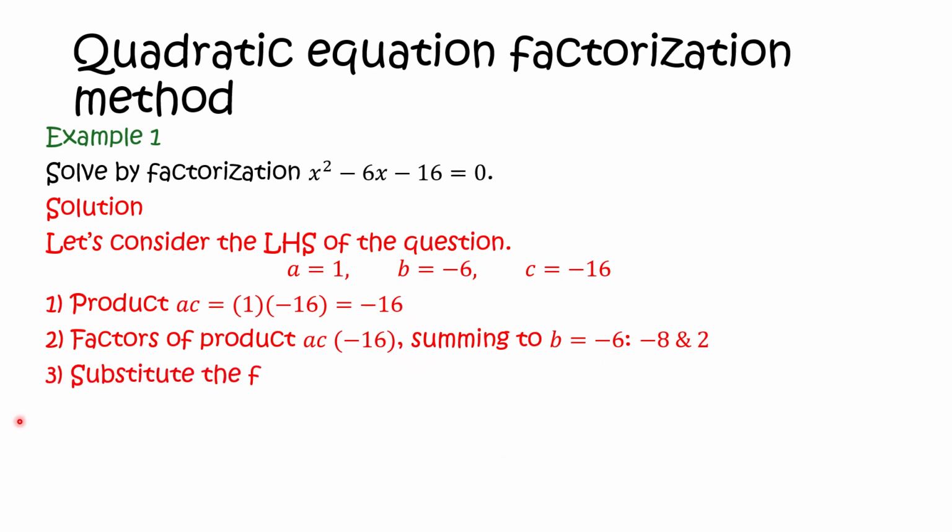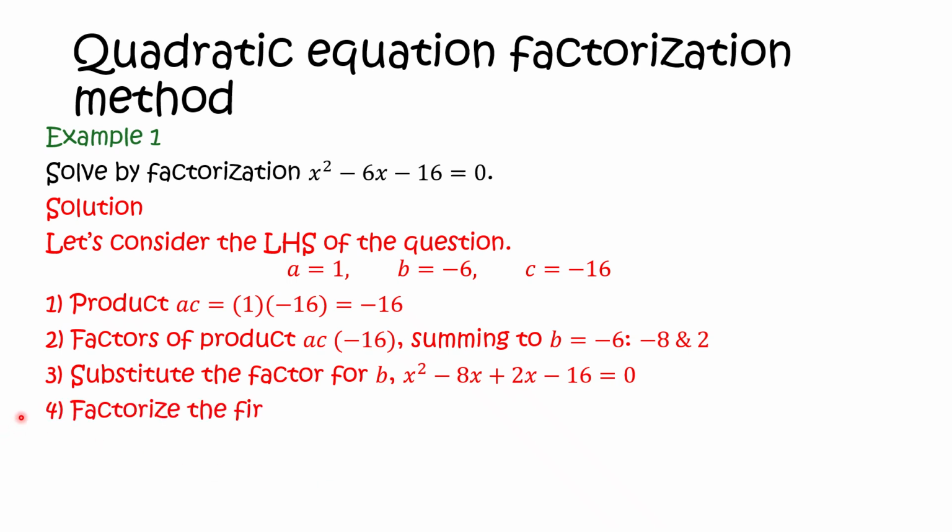So with those factors, we substitute in place of b. That is, we are going to have x squared minus 8x plus 2x minus 16 equals 0. Take note, our b was minus 6, but we substitute minus 8 plus 2 for b. Now with that, we factorize the first two and the last two terms.